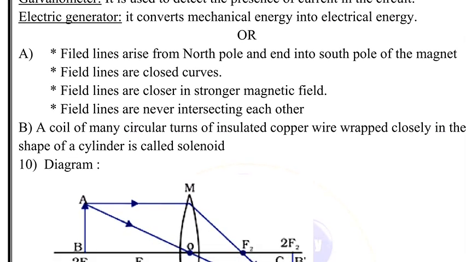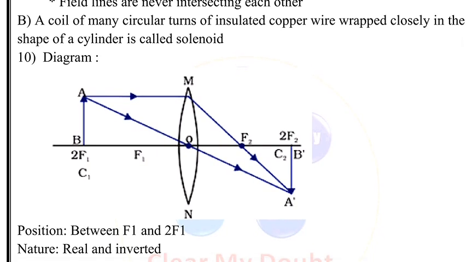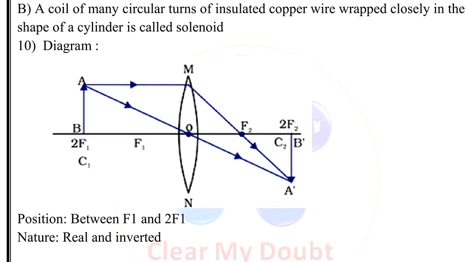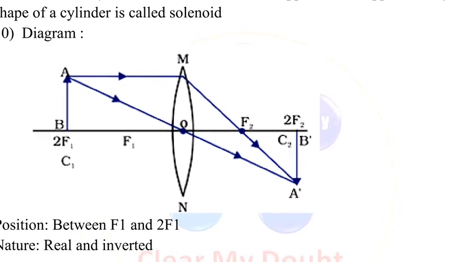Question number 10 is asked about one diagram, ray diagram. Draw the ray diagram of image formed when the object is kept between f1 and 2f1 of the convex lens. With the help of the diagram, mention the position and nature of the image formed. Here, the position of image formed is between f1 and 2f1, and the nature of the image will be real and inverted. Okay, I hope you have already learned this diagram.